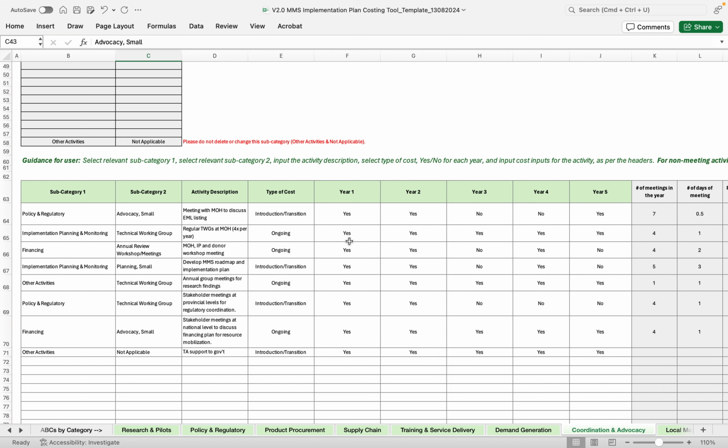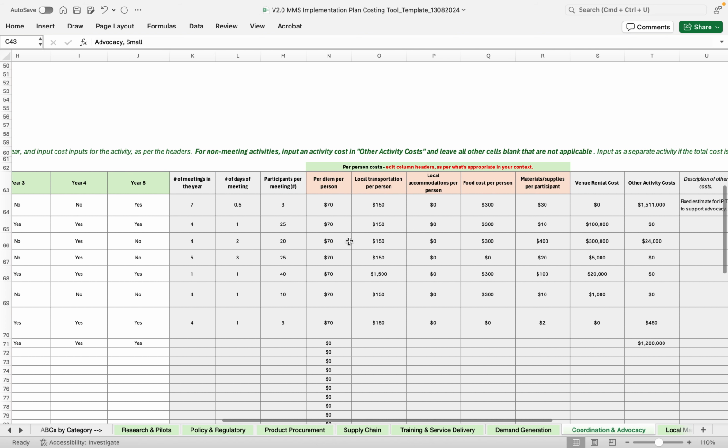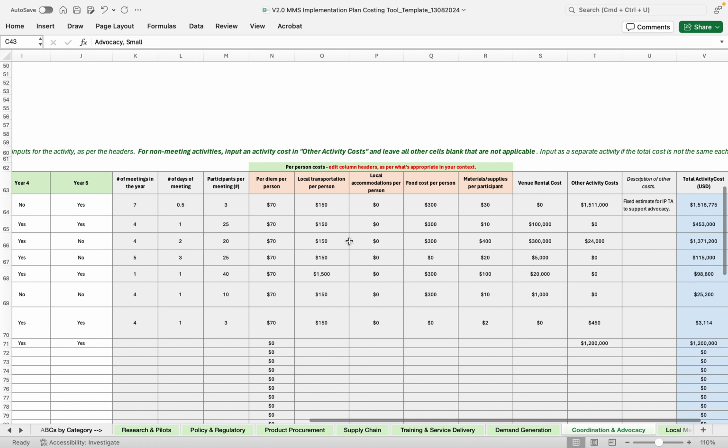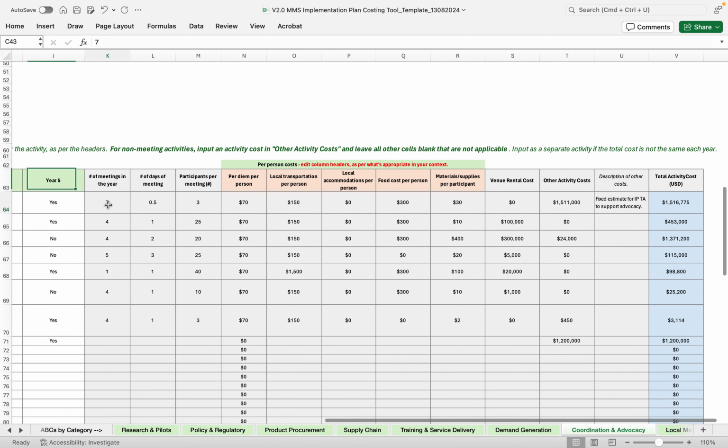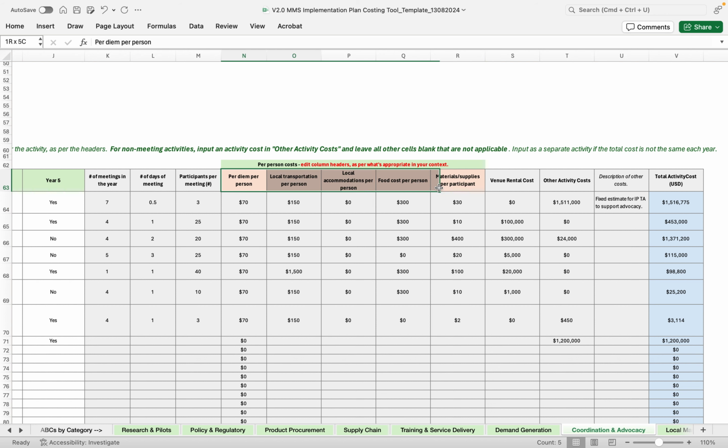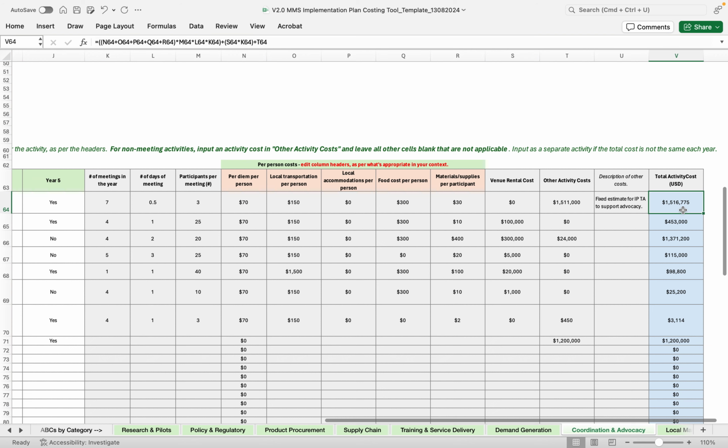And you fill it out similar to how we described in the demand generation tab. However, in this tab, we have, like in training and service delivery, the ability to enter more detailed inputs to calculate the cost of what those meetings will be. The number of meetings, the number of days of the meeting, the number of participants, the per person costs, which again can be edited yourself, the venue rental costs, any other activity costs, and the description of those other costs. And this will automatically calculate what the total cost is.